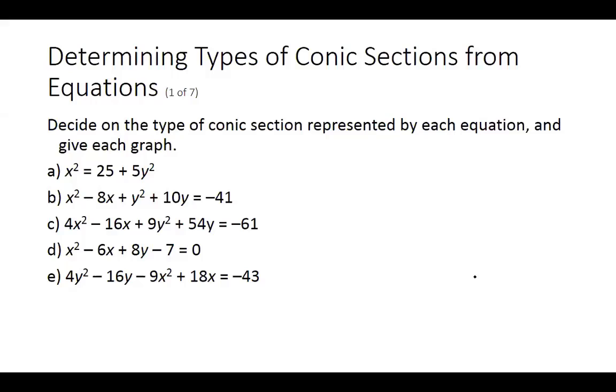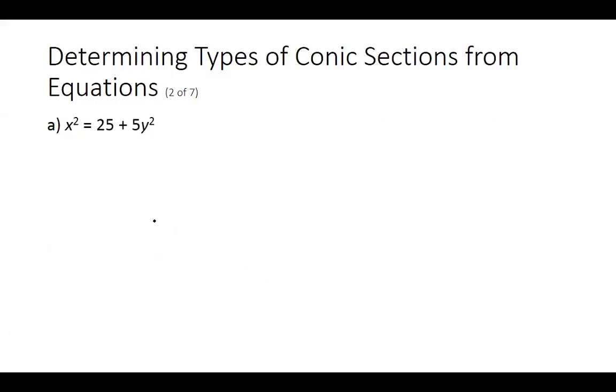You want to decide on the type of the conic sections, whether it is a hyperbola, parabola, circle, ellipse, and so on. And we have all these to look at. First one, x squared is equal to 25 plus 5y squared. We can rewrite this as x squared minus 5y squared equal to 25. Divide each term by 25, and we get it into this form.